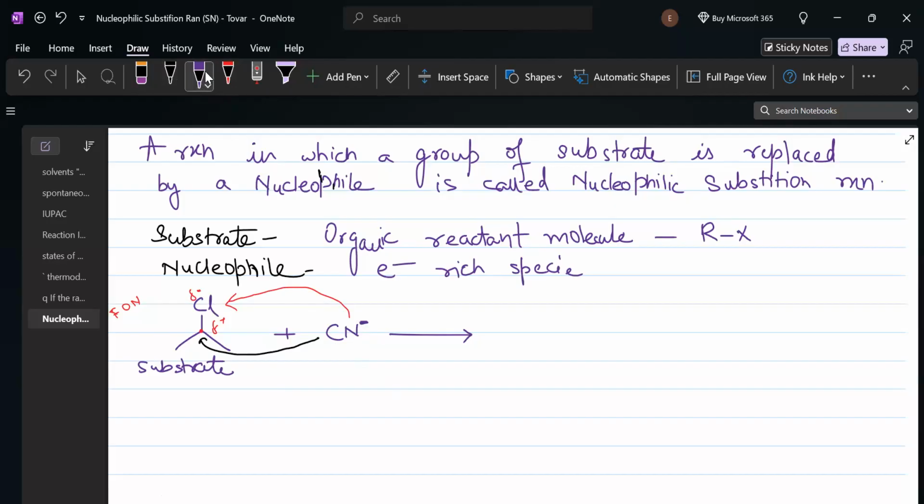This has a rich electron in it. Okay, this is an electron rich species. So it will attack on this partial positive charge, or partial negative charge?